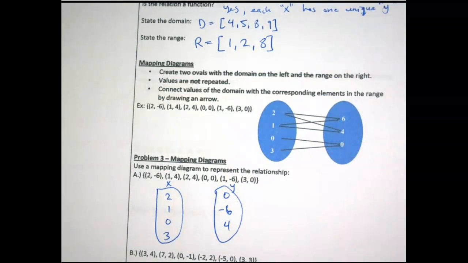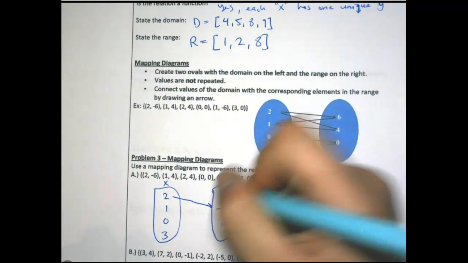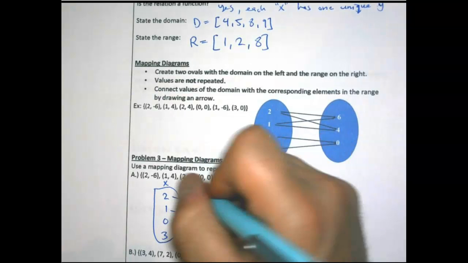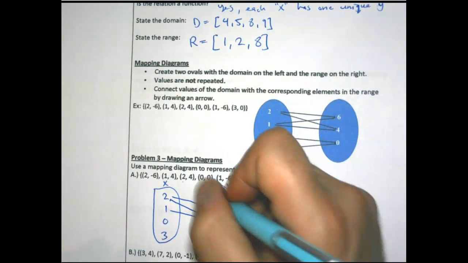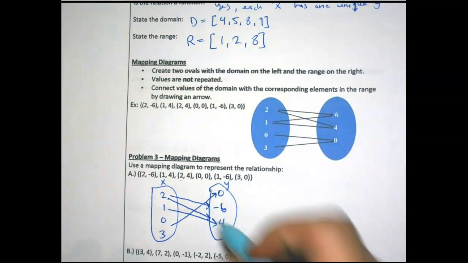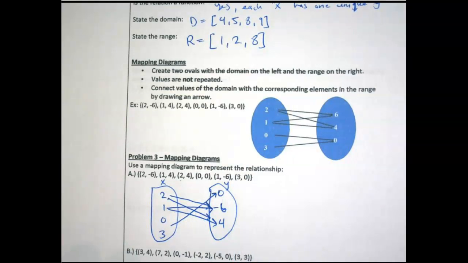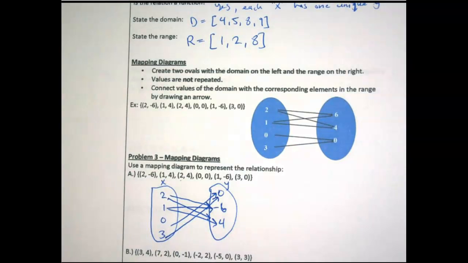Now instead of listing numbers twice, I'm using arrows. 2 matches up to -6, so arrow. 1 matches up to 4, so arrow there. 2 matches up to 4 also. Okay. 0 matches up to 0. 1 goes with -6. And 3 goes with 0. So the arrows do get a little sloppy, but again, you don't need to list any numbers twice. You just might point at those numbers twice.